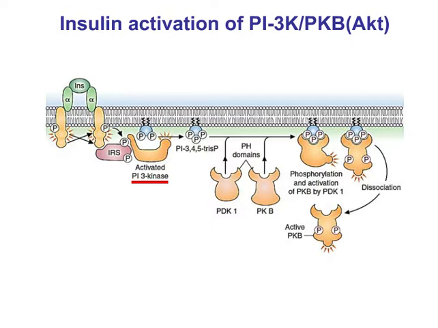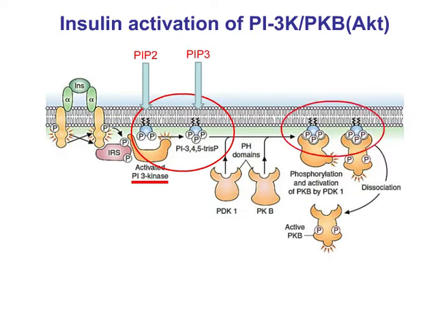Phosphoinositide 3 kinase, or PI3 kinase, is a lipid kinase that phosphorylates the 3' position of the inositol head group of phosphatidylinositide 4,5-bisphosphate, commonly called PIP2, to generate phosphatidylinositide 3,4,5-trisphosphate, or PIP3. PIP3 is a binding site for proteins with pleckstrin homology domains, or PH domains. Pleckstrin homology domain containing kinases are recruited then to the PIP3 on the inner surface of the plasma membrane.